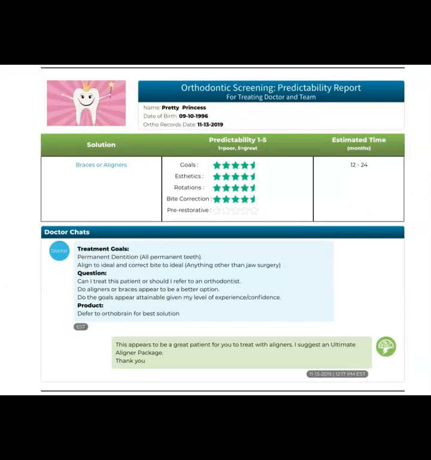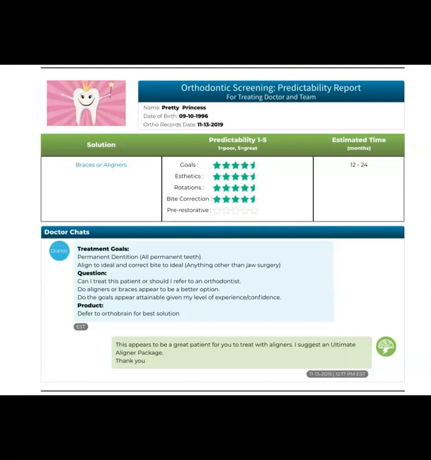This is for the dental team to review. Patient information is at the top. We review the broad clinical findings and goals you submitted and provide a predictability rating based on a 5-star system. So, in this patient, you can see that this is a very predictable patient to treat. Each one of the problems has a 4.5-star green rating.